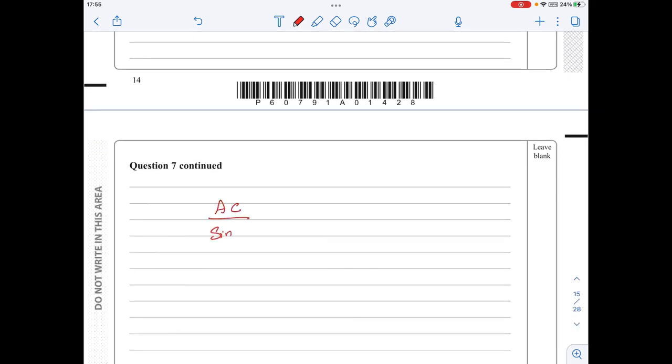AC upon sine 17.5 equals 6.5 upon sine 127.5. This should give me the value of AC, which is 6.5 times sine 17.5 divided by sine 127.5. So take the calculator and use the mode of the calculator in degrees, and it is 6.5 times sine of 17.5 divided by sine of 127.5, which will be nothing but 2.46.